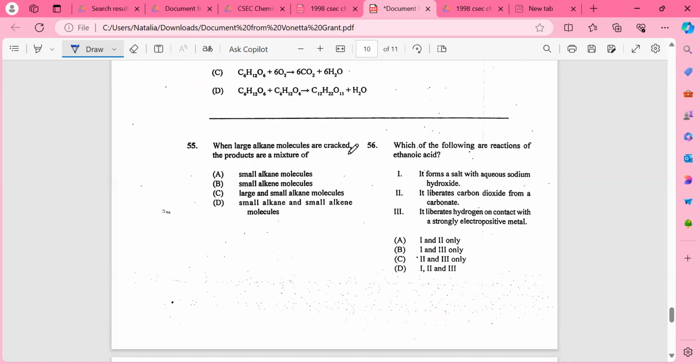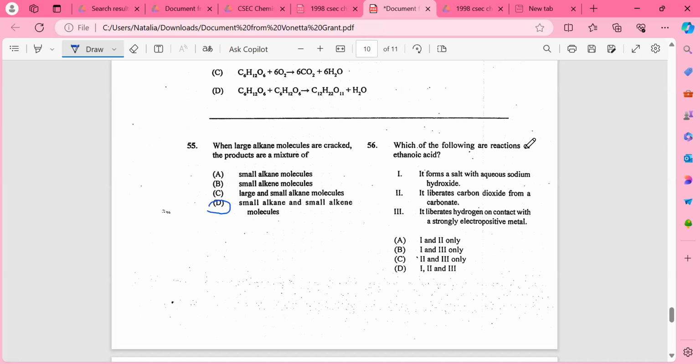When large alkane molecules are cracked, the products are a mixture of, so when you crack alkane, we're going to get alkene and alkane. So the products are small alkane and small alkene molecules.